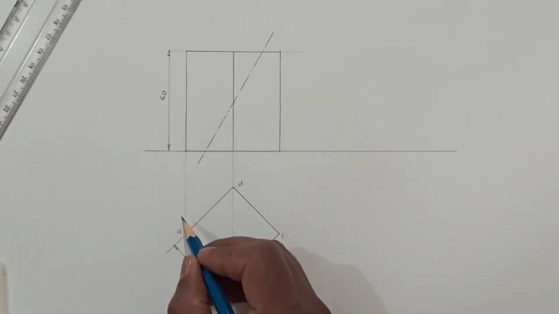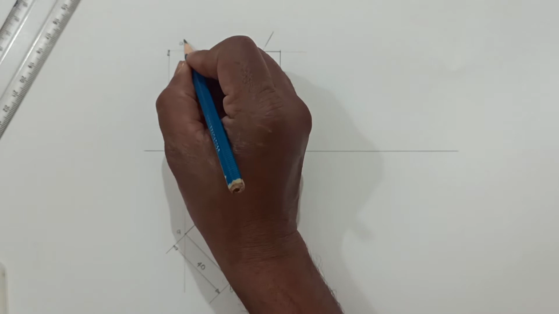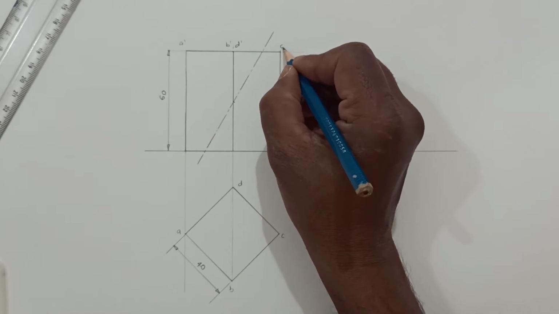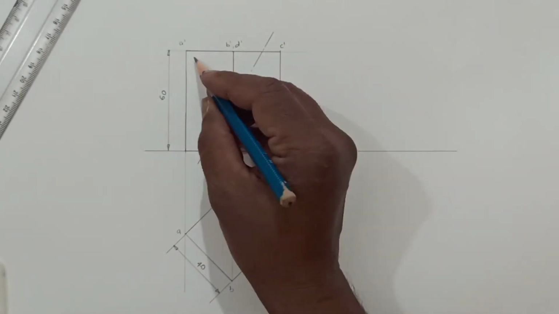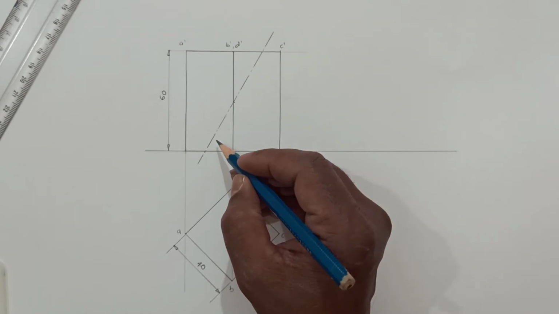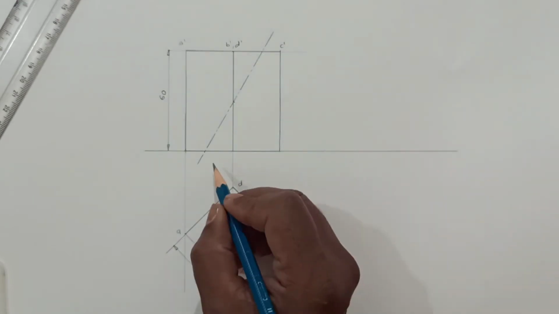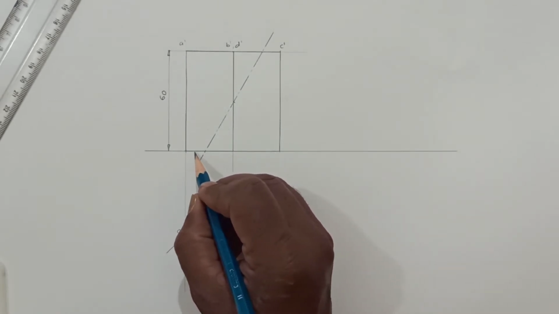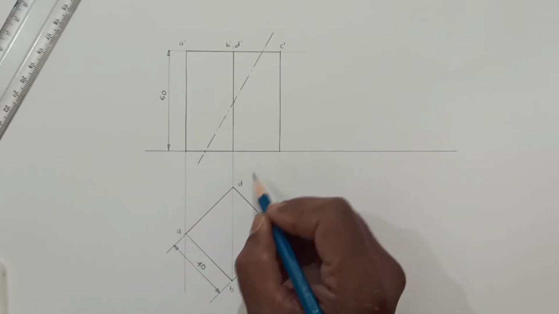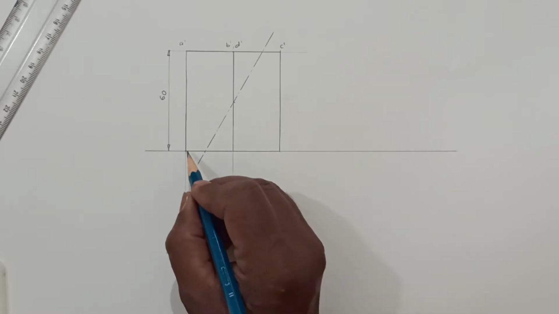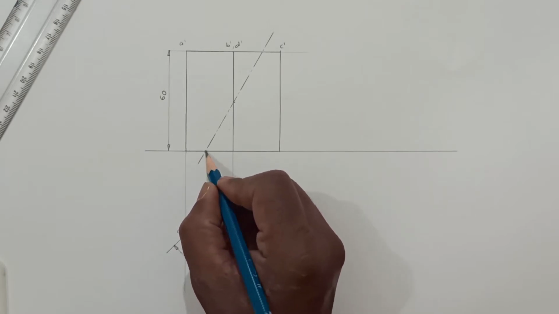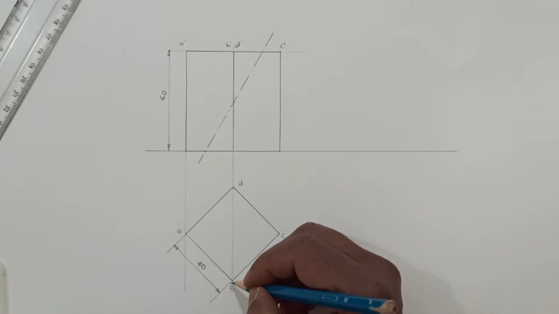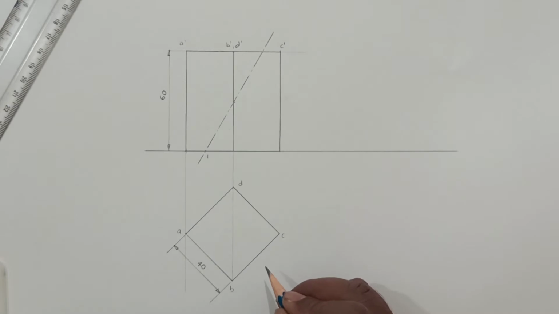Before this, locate the points in front view: A dash, B dash, D dash, and this is C dash. Now locate the point where this section plane cuts the given square prism. Now this section plane cuts this line at this point. If you observe, this is a front view of a bottom base. Now this cutting plane cuts at this point, means it cuts this bottom edge AD and bottom edge AB. So this is a point 1.